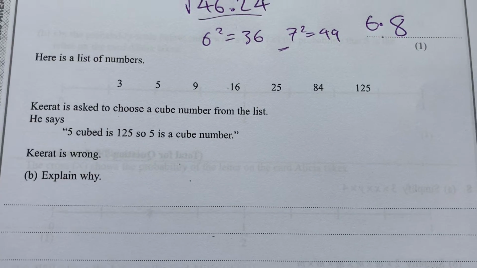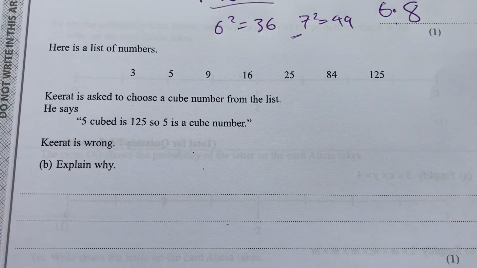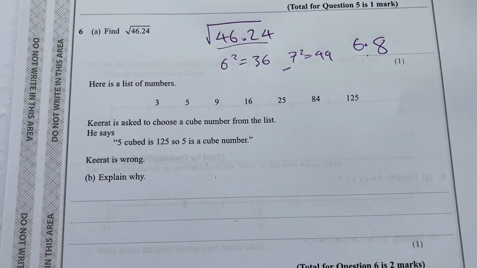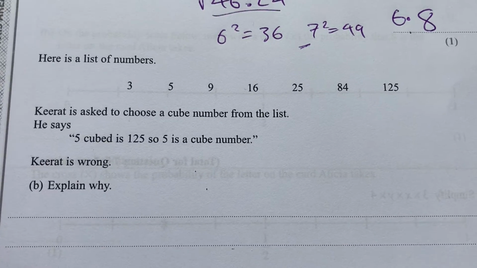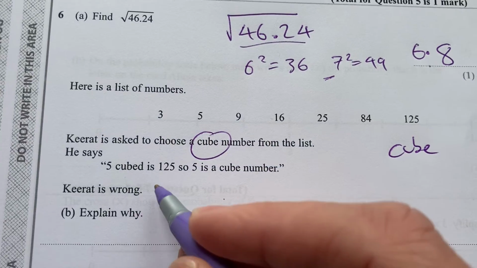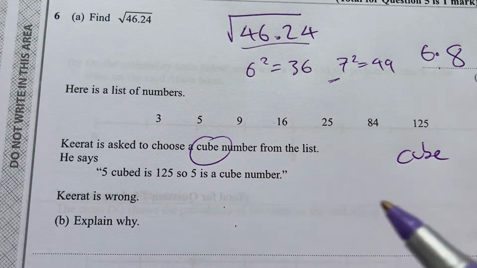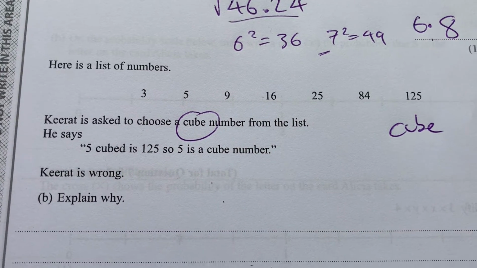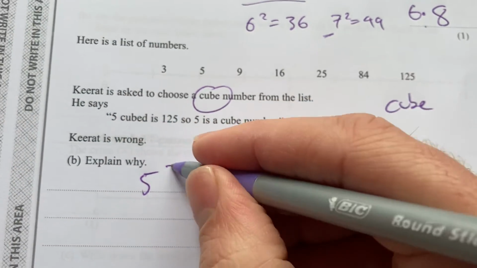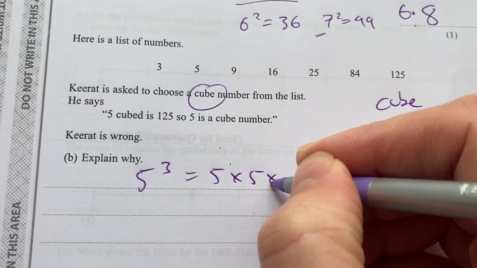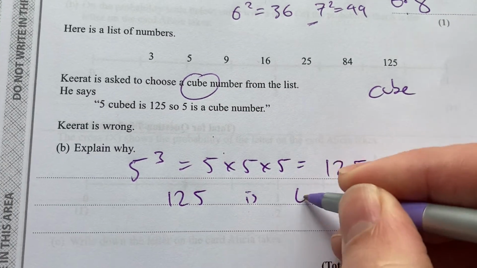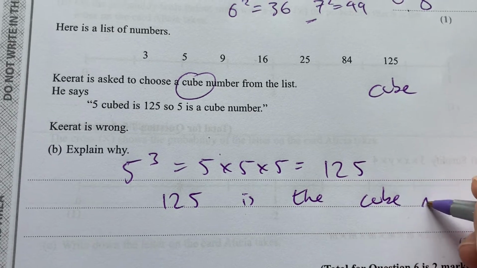Then here is a list of numbers, 3, 5, 9, 16, 25, 84, and 125. Kierat is asked to choose a cube number. Kierat chose 5, because 5 cubed is 125, so 5 is a cube number. Show that Kierat is wrong, and explain why. Well, 5 cubed is 5 times 5 times 5, which is 125. So 125 is the cube number.